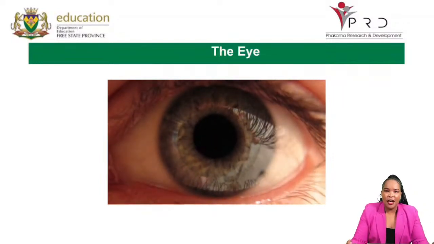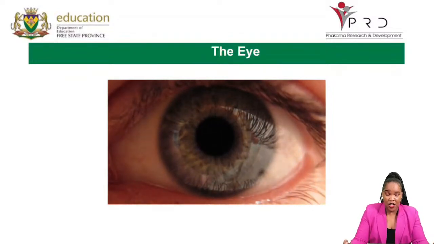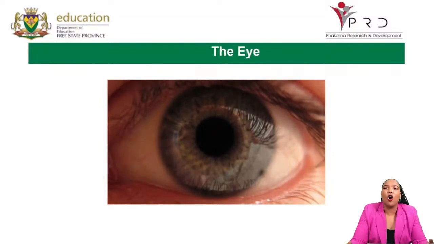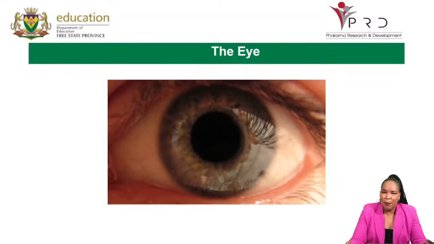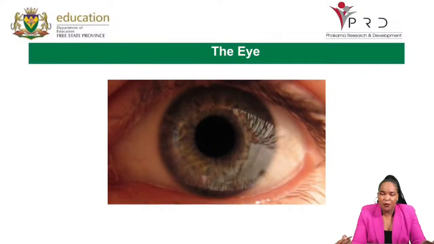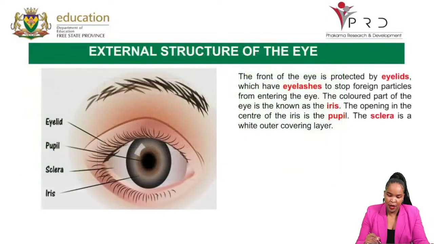So when you see this diagram of the eye, you can look at the person sitting next to you, and see their eye moving. They are able to see me because of the eye. So how is all this information interpreted? But before we start with that, let us take a look at the detailed parts of the eye. Right. So this is what was taken from the exam guideline.